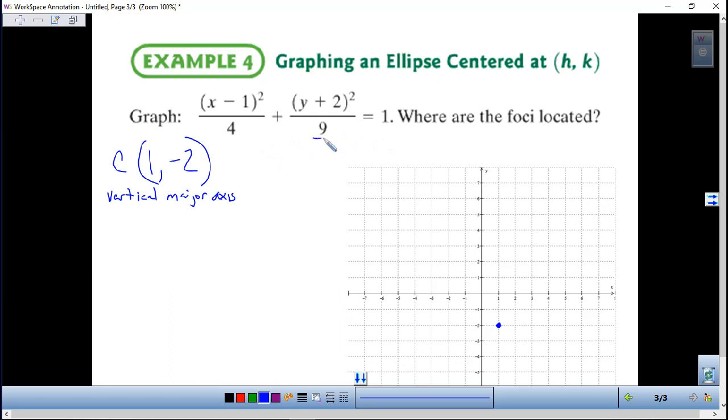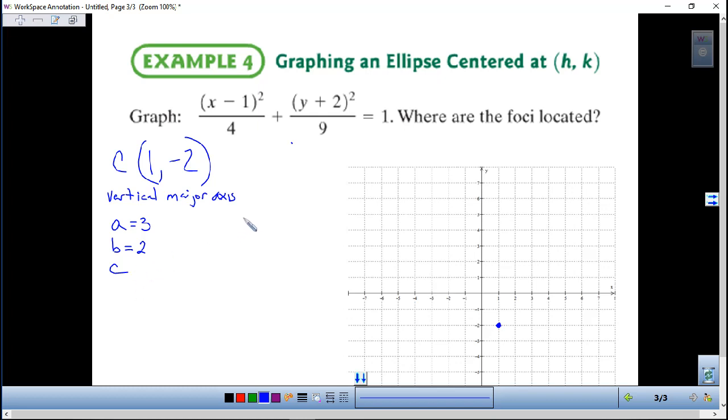And the reason why is my larger number is under the y. The larger number being under the y means the major axis is going to go in the y direction. All right, and now let's find out what A is, what B is, and then we'll find out what C is. So we know that A is going to be the square root of 9, which is going to be 3, because this is A squared.